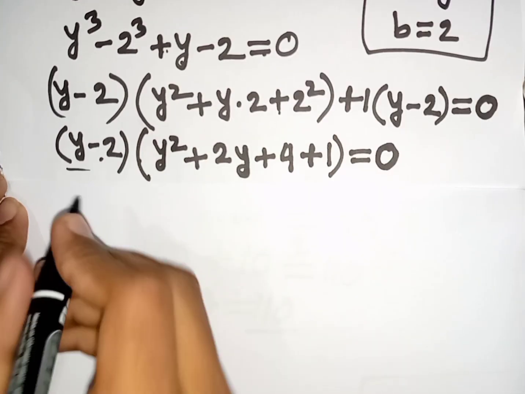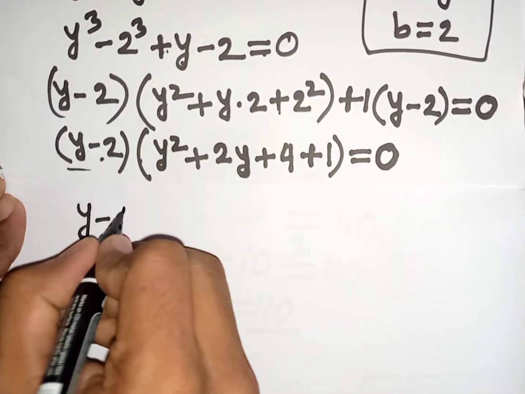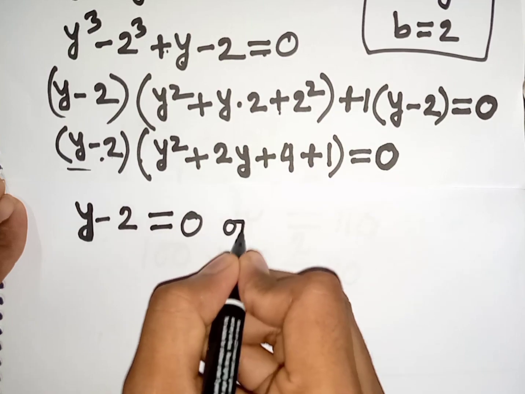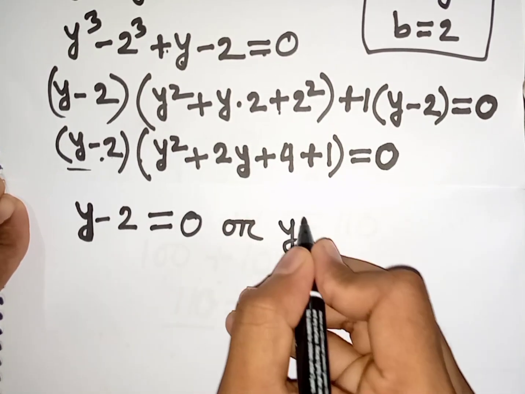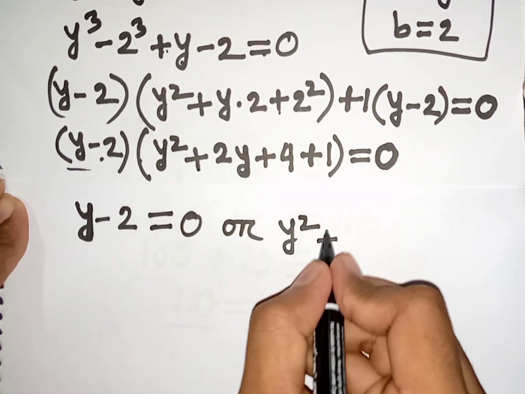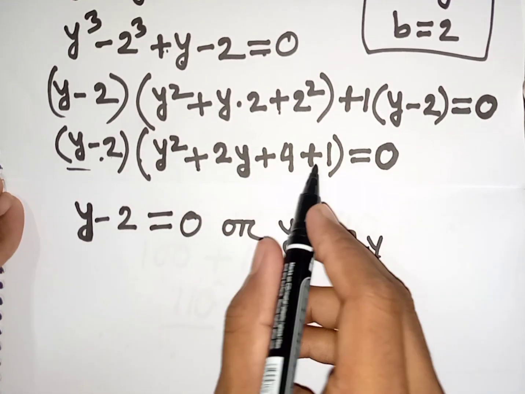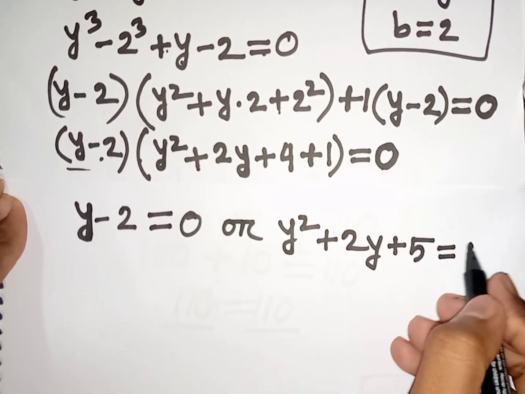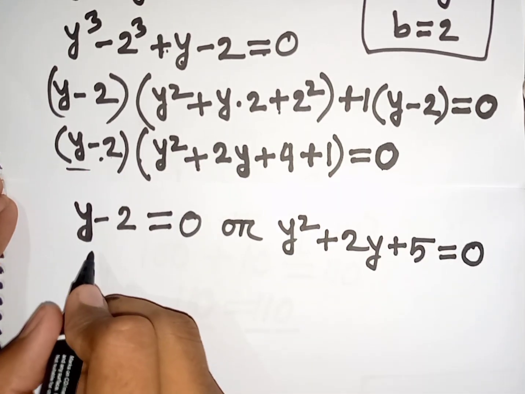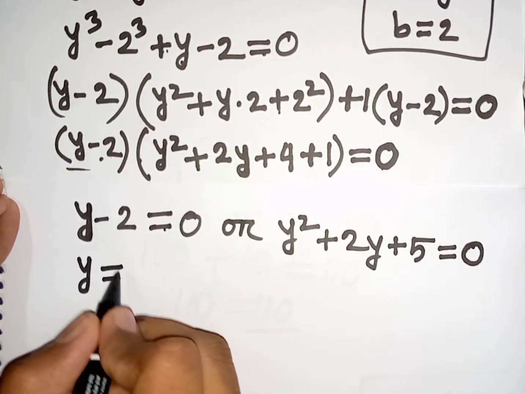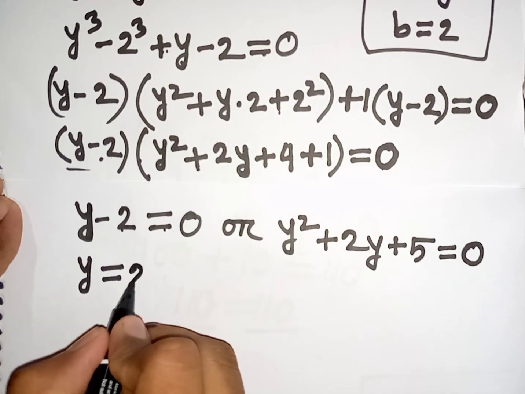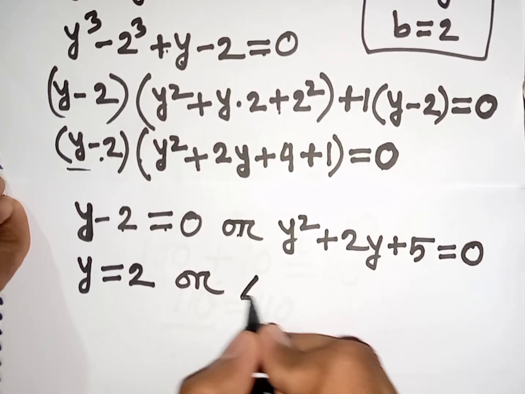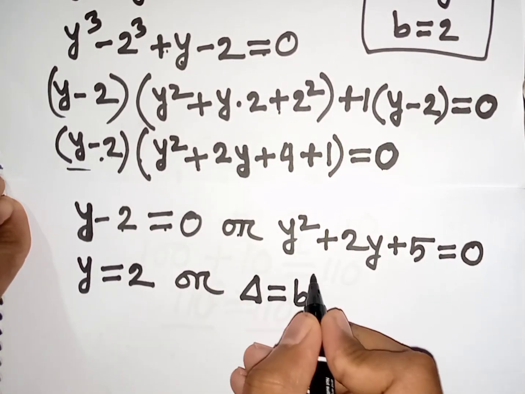Now we can write here y minus 2 is equal to 0, or y square plus 2y plus 4 plus 1, that means plus 5, is equal to 0. Now we can write here y is equal to minus 2, taken to the right side, so this will be plus 2. Or here we can apply the discriminant formula.